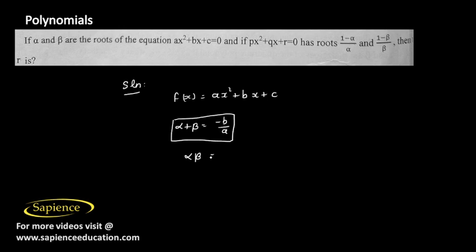For the first equation, let's call this f(x) = ax² + bx + c. In this polynomial, the roots are alpha and beta. So from the relations, alpha plus beta will be equal to −b/a, minus the coefficient of x by the coefficient of x², and alpha beta will be equal to c/a, the constant by the coefficient of x².